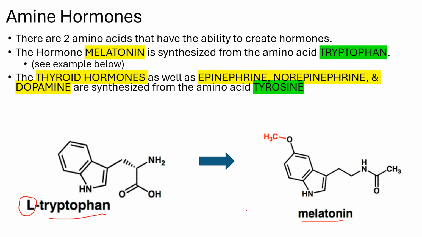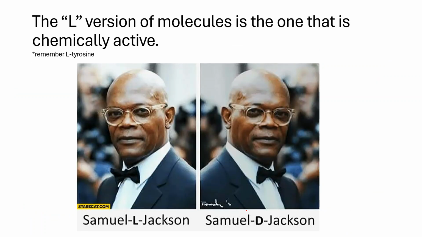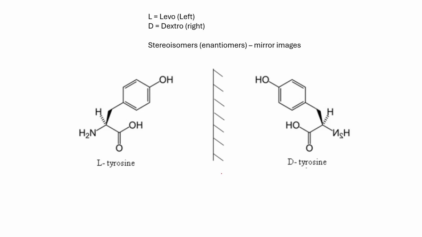Your epinephrine, norepinephrine, and dopamine are also synthesized from the amino acid tyrosine. Regarding the L and the D, I just thought this was a funny little thing. The L version of the molecules is the one that's chemically active. So remember, L-tyrosine or L-tryptophan are going to be chemically active. In other words, you've got a right and a left version. So I just thought that Samuel L. Jackson was pretty cool. This is just showing you the chemical structure.